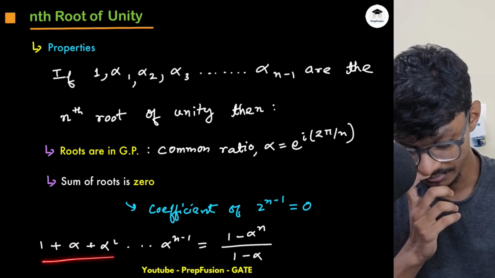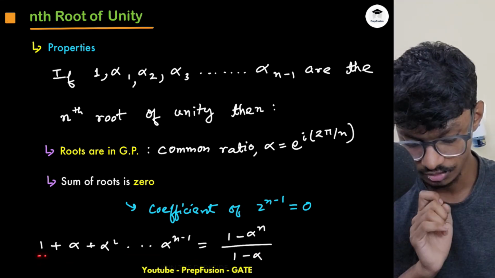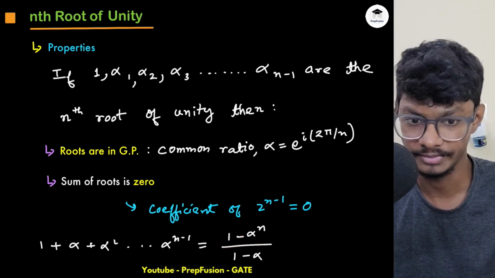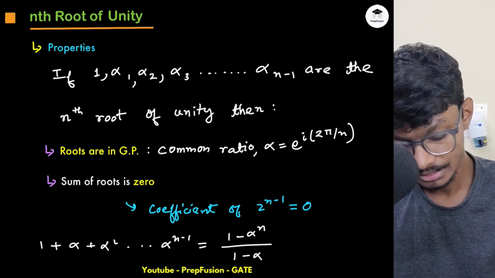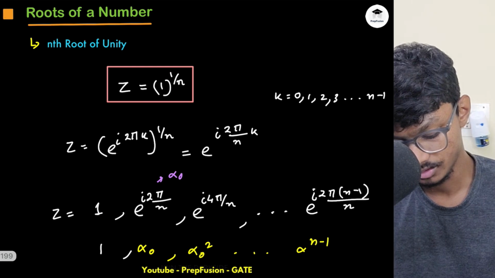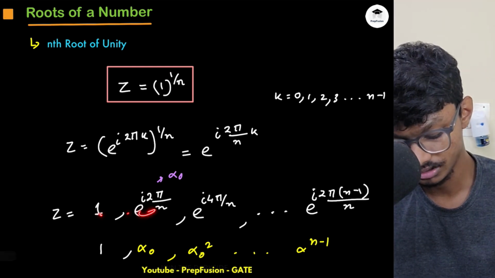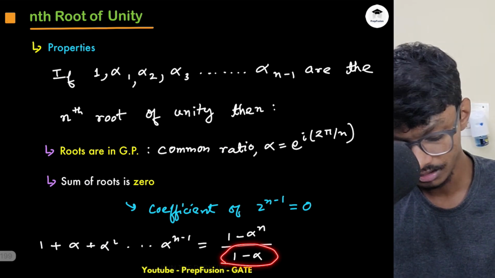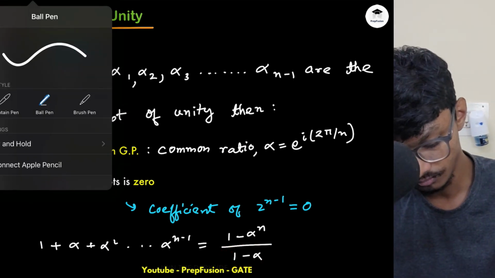How many terms do I have? Total n terms, right? 0, 1, 2, 3, total n terms. So this is n, and the formula is simply 1 minus alpha raised to power n divided by 1 minus alpha. Now alpha cannot equal 1. The common ratio cannot equal 1, because if it did, this would be 1 times 1 times 1. Alpha is not equal to 1, we know. So obviously this denominator will not be equal to 0, right?